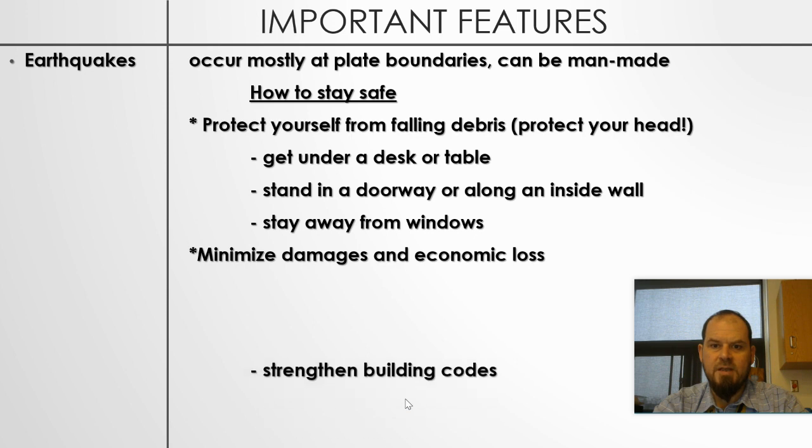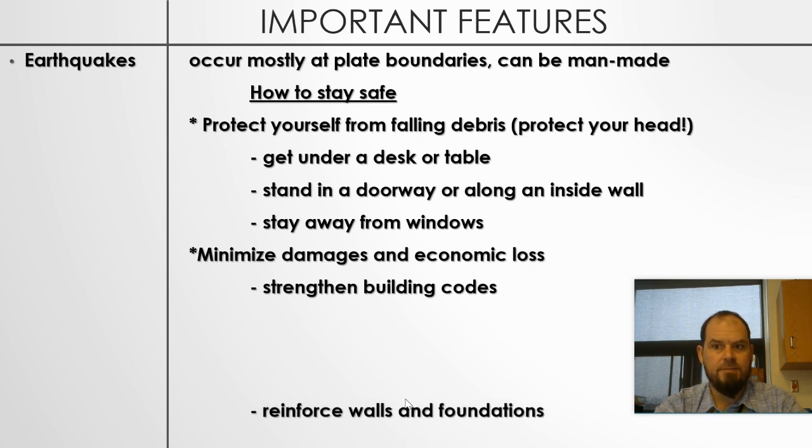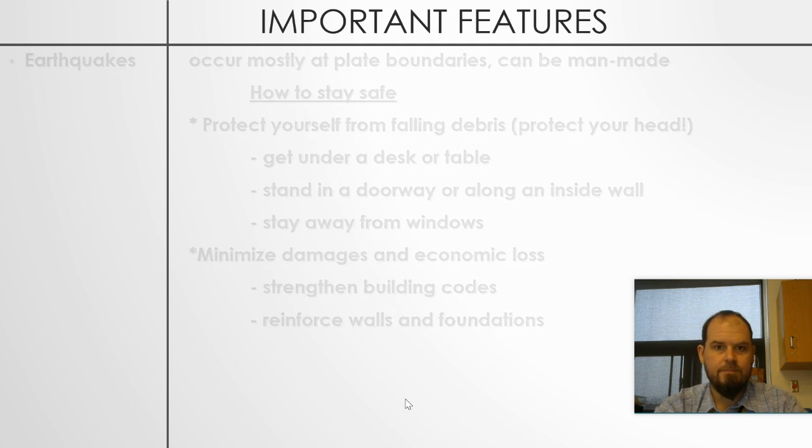To minimize damages and economic loss, this is where we strengthen building codes, which just means we build the structures in such a way that, like when the earthquake hit Haiti, right? I think that's the right one. The destruction was massive. Well, they didn't have a lot of code in how to build their buildings, so they need to be reinforced in such a way that they can withstand an earthquake. Okay, reinforcing the walls helps.